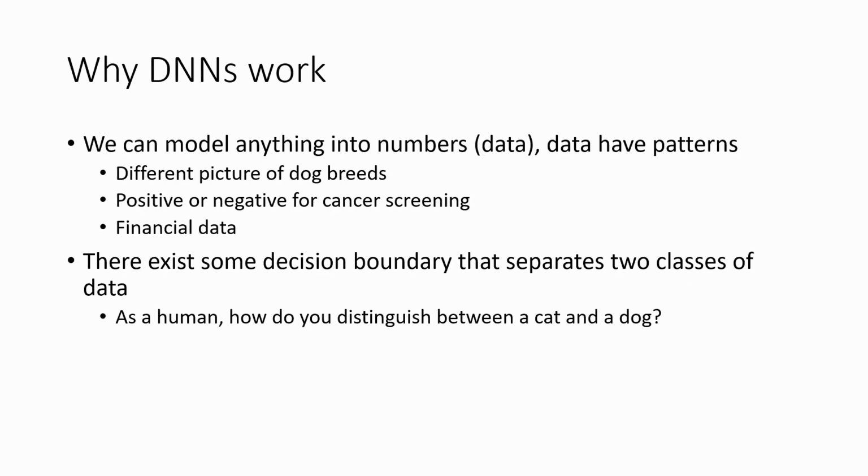So why exactly do they work? We can model anything in numbers. We talked about this before, and data has patterns. Here we are again with pattern recognition. For example, different pictures of dog breeds and cat breeds, or positive and negative for cancer screening. There's some correlation in this data that we can extract. What makes a dog a dog, and what makes a cat a cat?